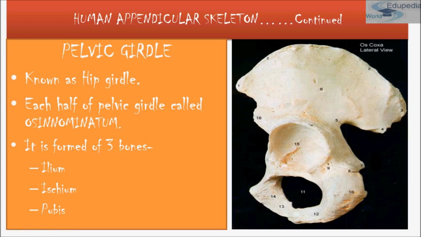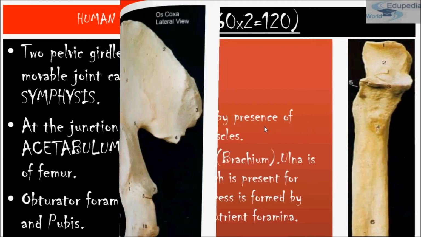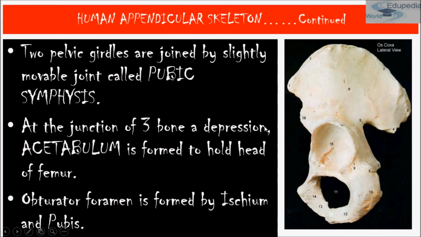Pelvic girdle is also known as hip girdle. This is your hip girdle. Each half of the pelvic girdle is called os coxae. It is formed of 3 bones: ilium, ischium and pubis. Then the 2 pelvic girdles are joined by slightly movable joints, which we call pubic symphysis.